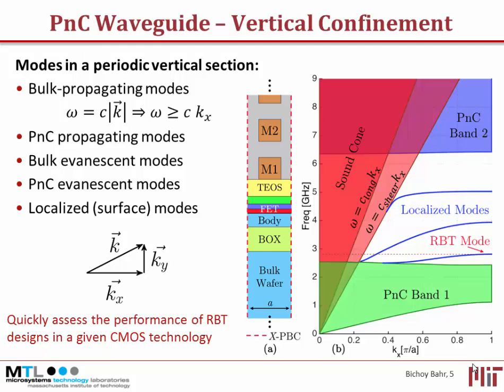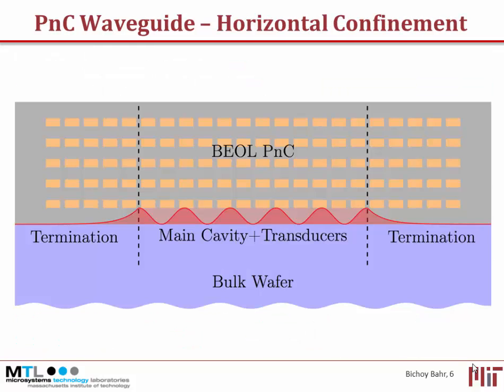We can engineer this dispersion relation by controlling the dimensions. So for the structure I came up with, I said, okay, it's very easy now. I can have a main waveguide section here in the middle and have two terminations on both sides to prevent the waves from escaping laterally.